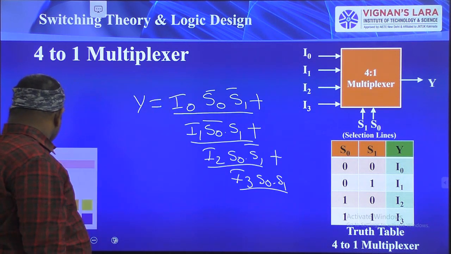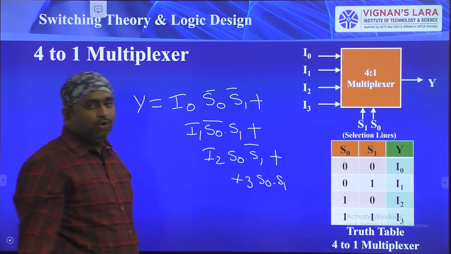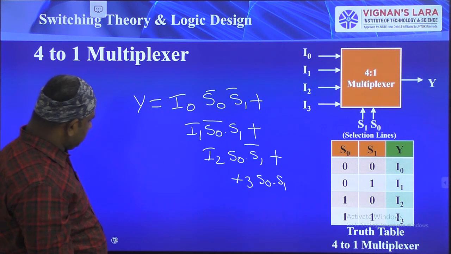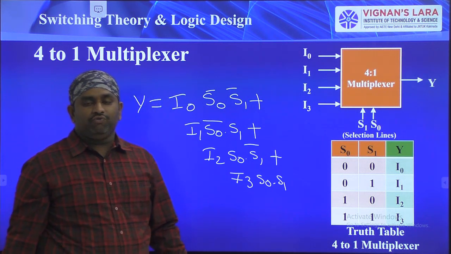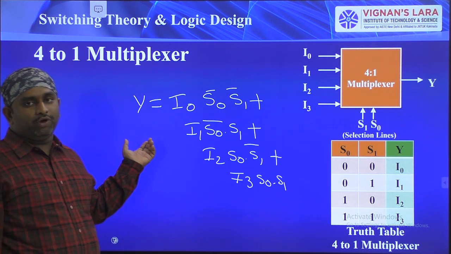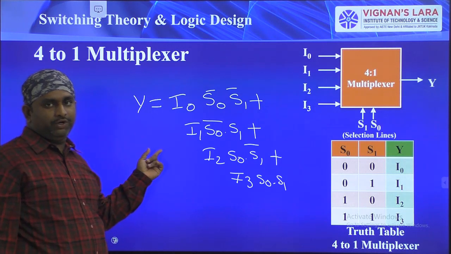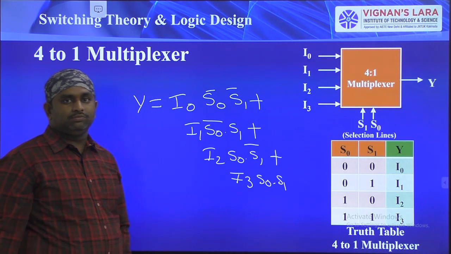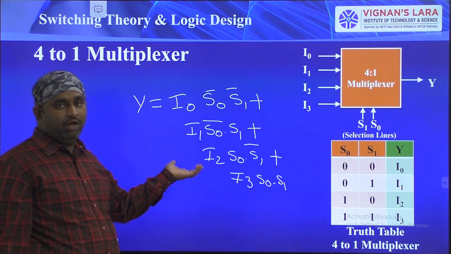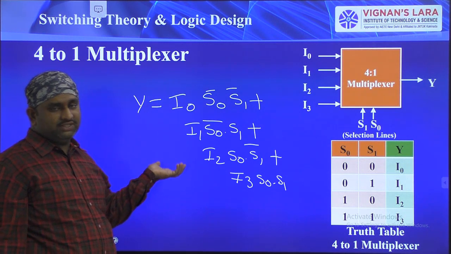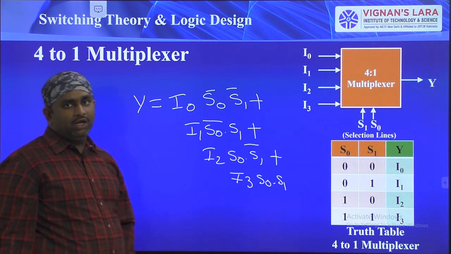So this is the Boolean function for the output Y for the 4:1 multiplexer. Note it down, this one is very important. Actually, we are not completely concentrating on this one, but we have to learn this one, because for this Boolean function only, we are drawing the logic diagram.